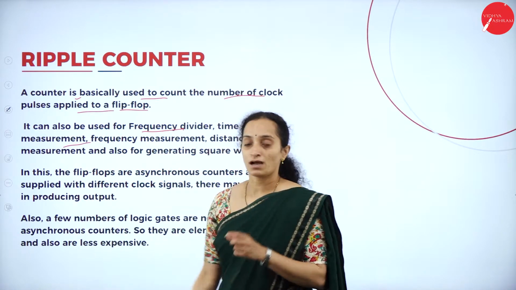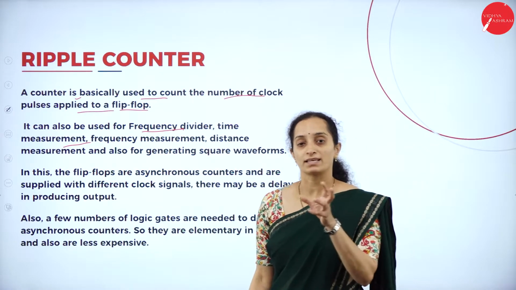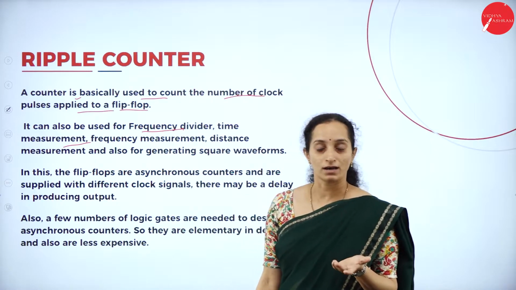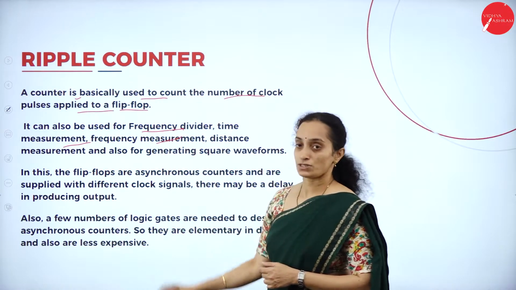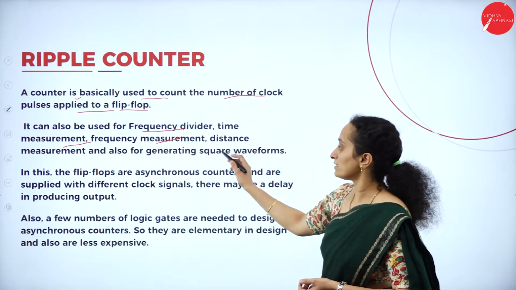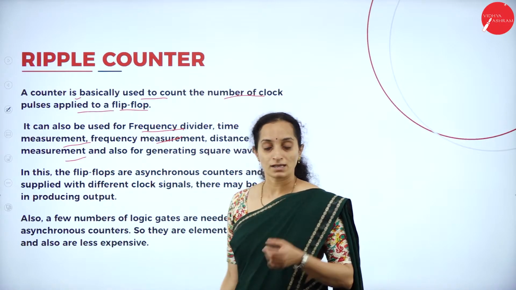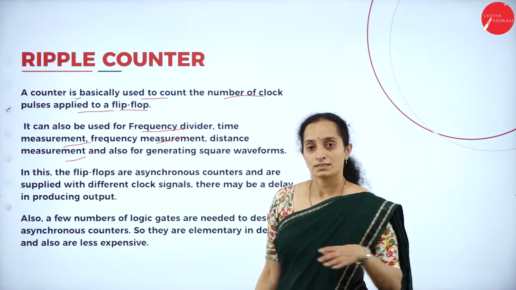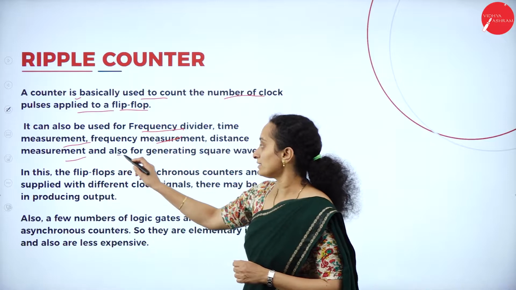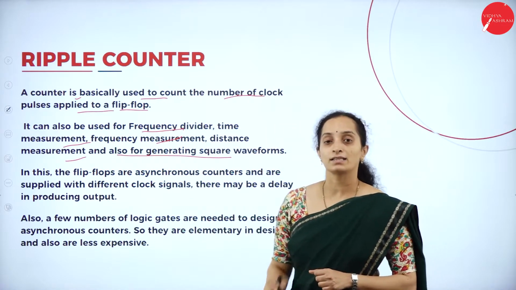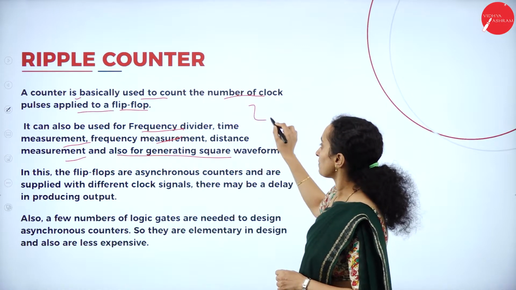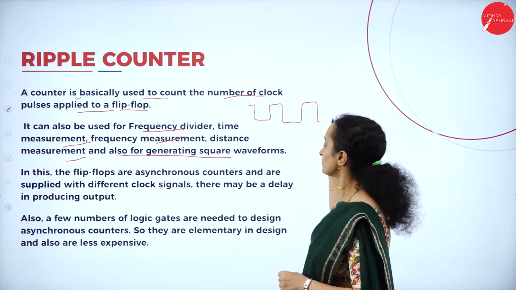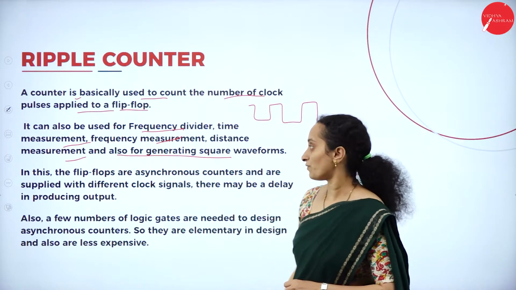Time measurement, how much time has been used, like in washing machines or microwave ovens. Frequency measurements, measuring the frequency. Distance measurement, how much distance an electronic device has covered, and also for generating square waves, that is the electric pulses like this. So you can use the counters for this.